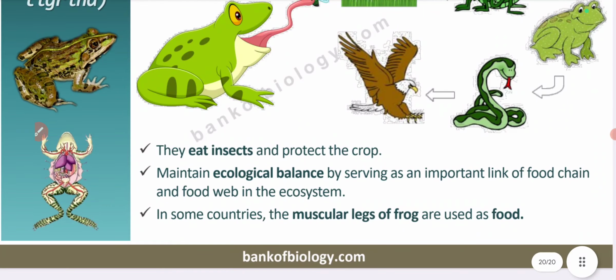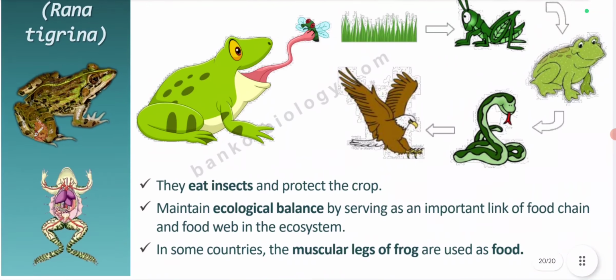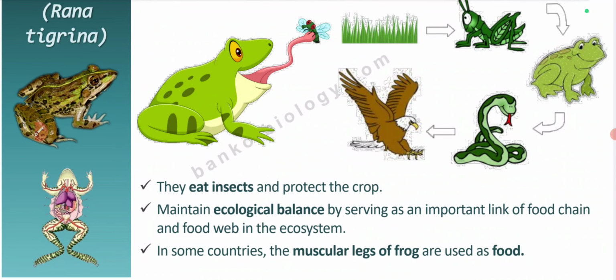So these are the economic importance, and with this the chapter is completed, because only the frog topic is there in the recent syllabus. That's why it is completed.